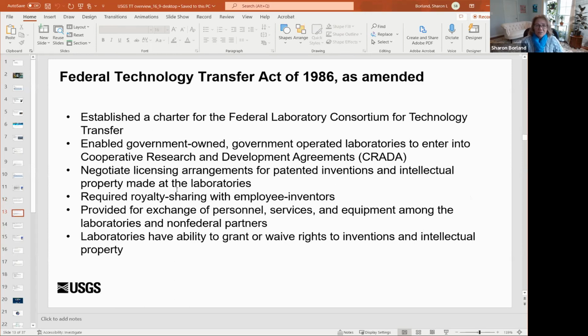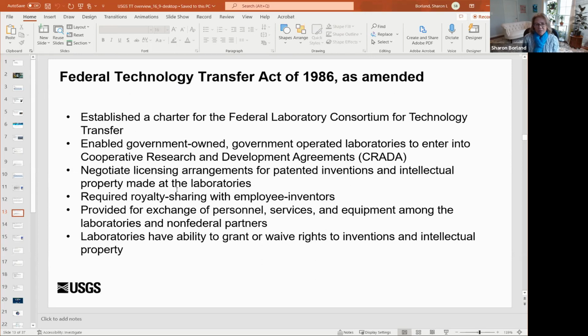The Federal Technology Transfer Act of 1986 also provided a charter for the Federal Laboratory Consortium for Technology Transfer. This is an organization that's composed of all federal laboratories, and they provide a lot of resources to help laboratories implement their own technology transfer programs. At the end of the slide presentation, I have a slide with links, and there is a link to the FLC, as well as other information resources.